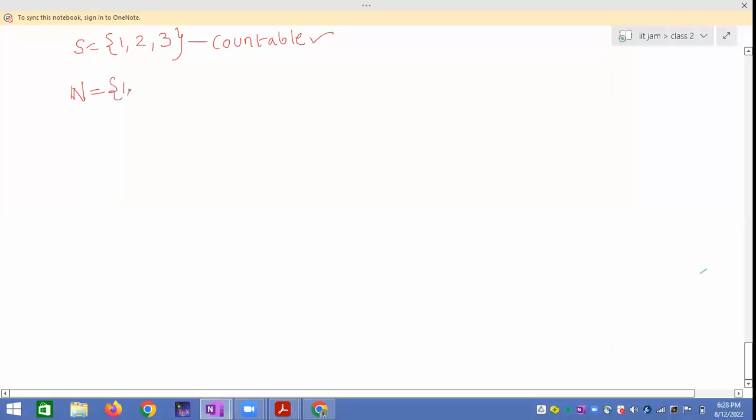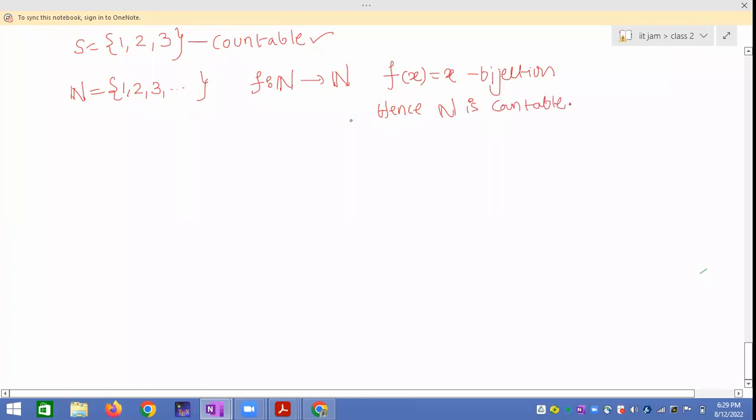Now, take the natural numbers, the set 1, 2, 3, and so on. Is the set of natural numbers countable? The natural numbers are countable because there always exists a bijection from the natural numbers to the natural numbers. What is that bijection function? F of x is equal to x. This is the bijection. Hence, the natural number set is countable.